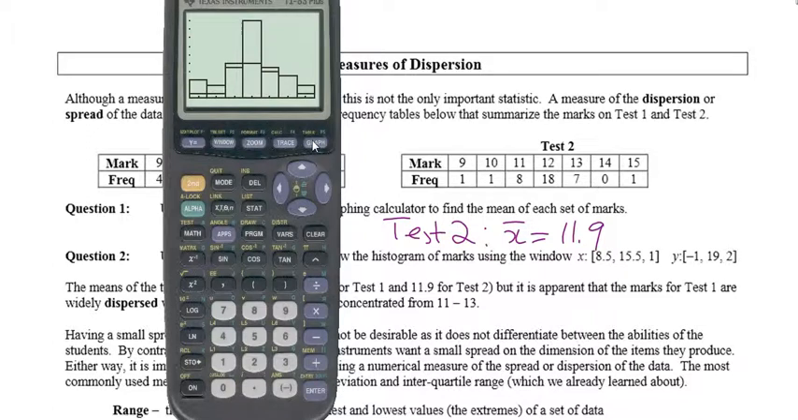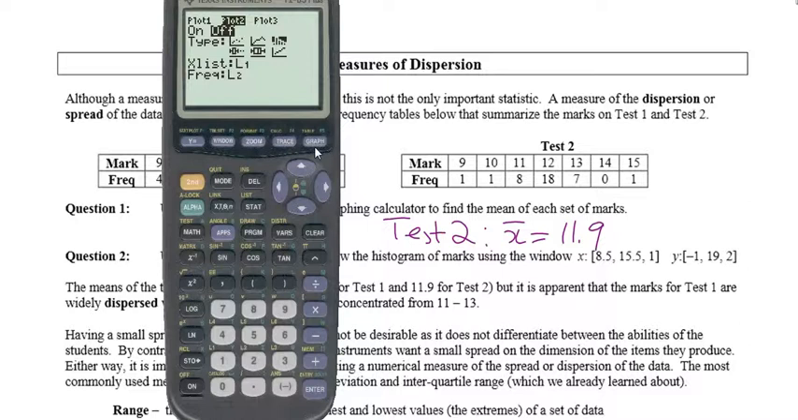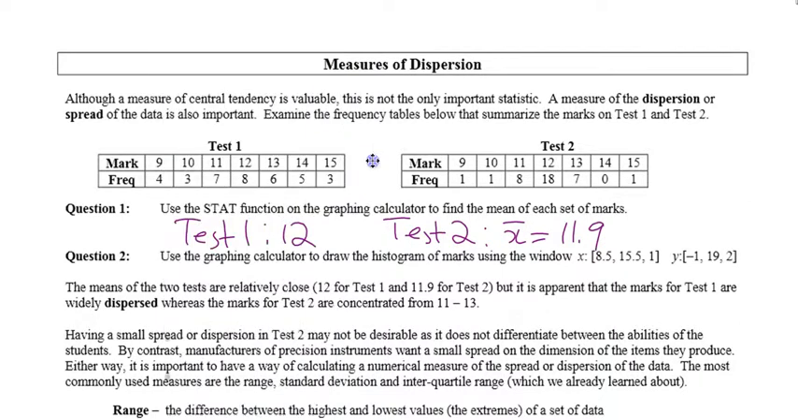Yeah, it just gets kind of, it's hard to see which one's which, right? So not necessarily a good idea to do them both together. So we'll just turn off this stat plot. And graph. Okay, so we used the graphing calculator to draw the histogram.